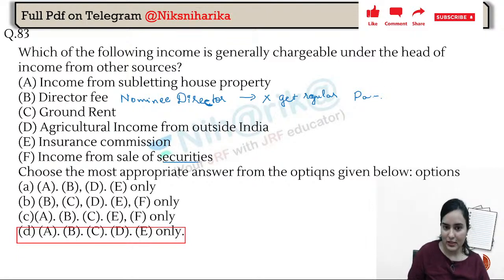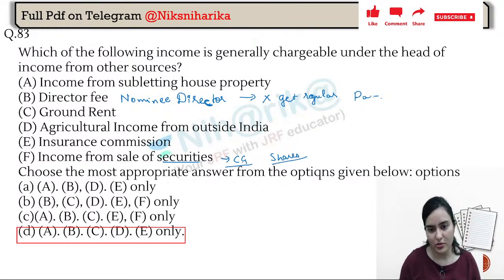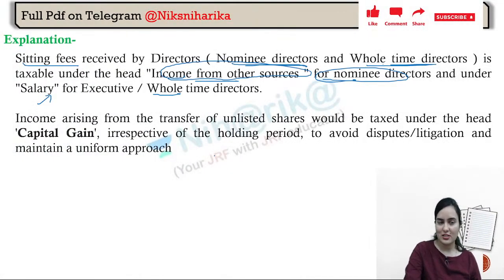Security, so definitely security will be under capital gain, no other choice. Whether it is short-term securities like short-term stocks, short-term shares, or long-term shares, long-term debentures, short-term debentures, all will come under capital gain. Either STCG, STCA, or STCL, or LTCG, LTCA, LTCL.